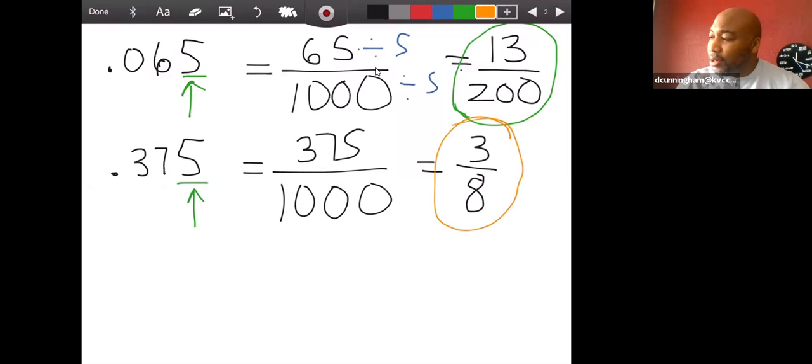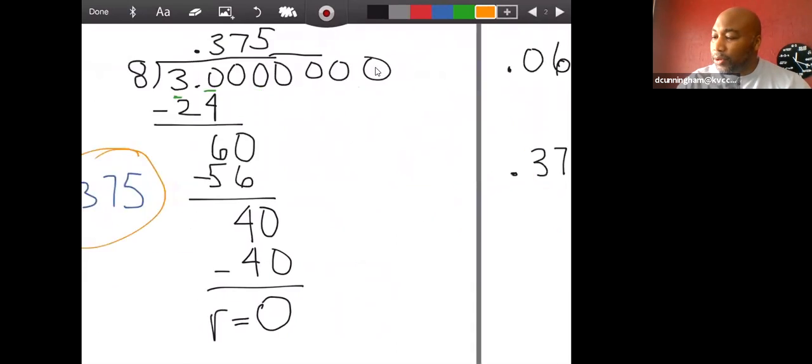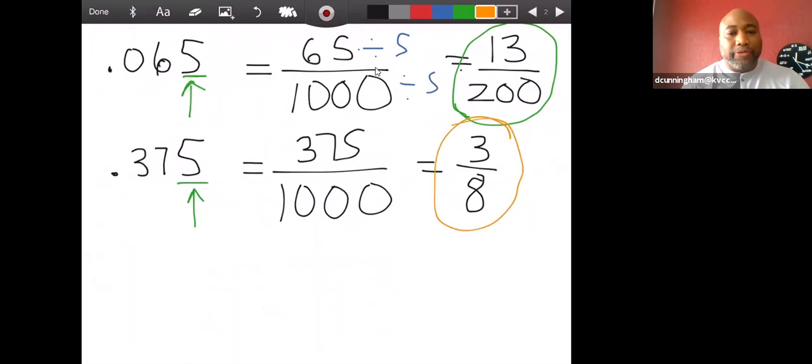Just like we did earlier of converting a fraction to a decimal, we can also convert a decimal to a fraction by just saying what the number is and then simplifying the expression.